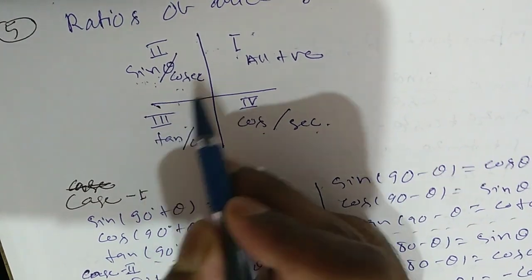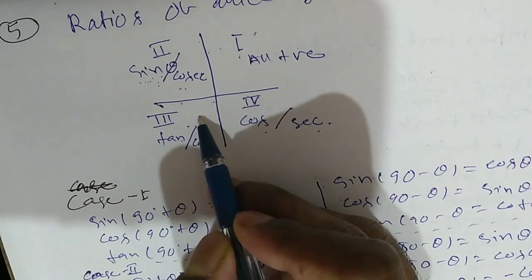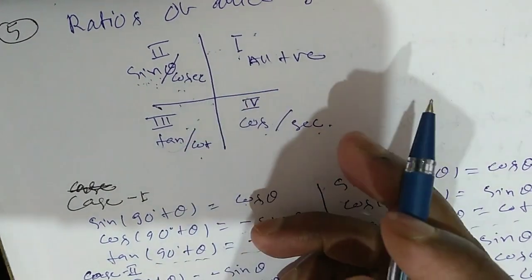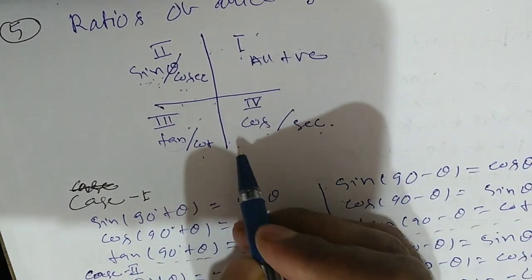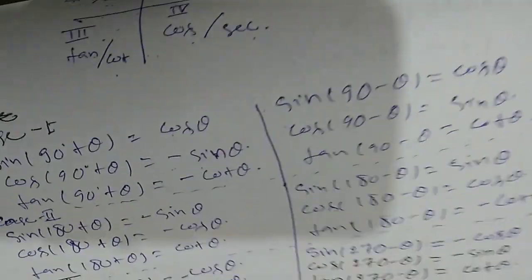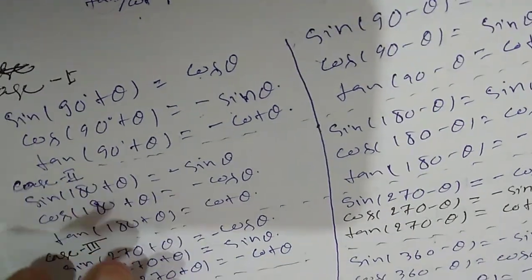Similarly, in case of 180, if I write sin 180 plus theta, it goes to the third quadrant, so it is negative. If minus, then it is positive. Similarly in case of 270 and 360. So all these are written. You take a screenshot of this one, or maybe you memorize it, so that you can solve easily.